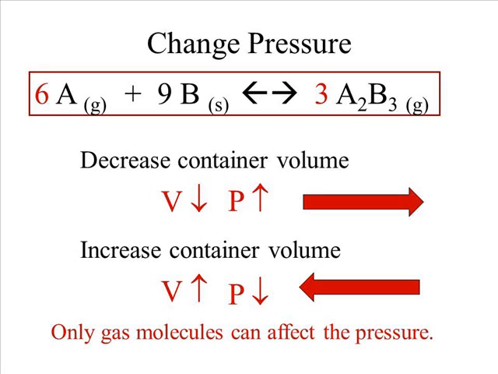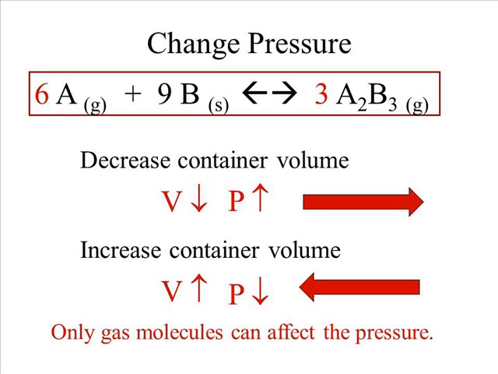So if you decrease the container volume, think about your gas laws, volume goes down, pressure goes up. So if you're creating a stress of increased pressure, this reaction equilibrium is going to shift to the right to try to reduce that pressure by creating fewer moles of gaseous product, since there are 3 moles of gas on the right and 6 on the left.